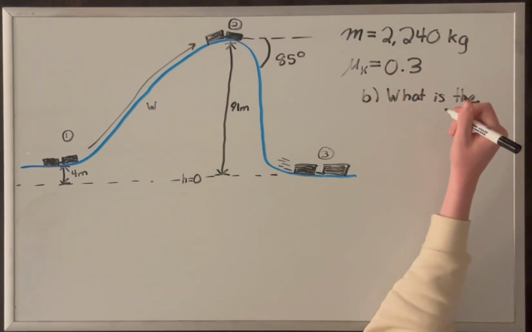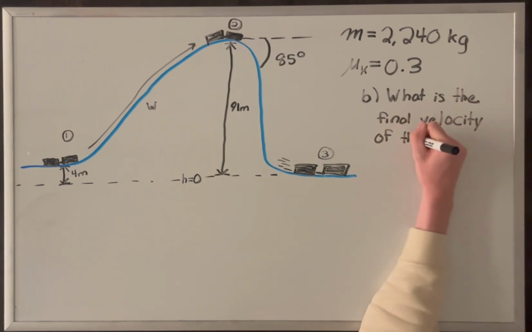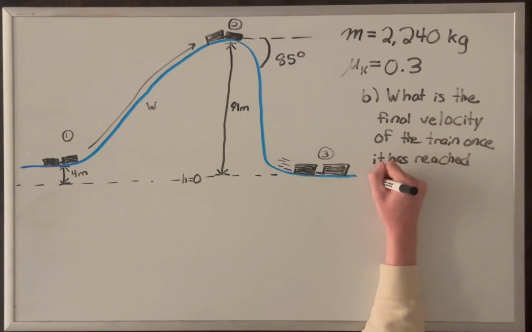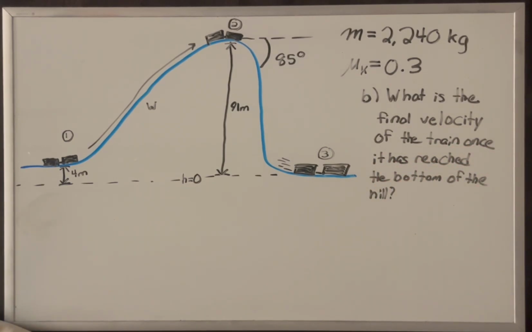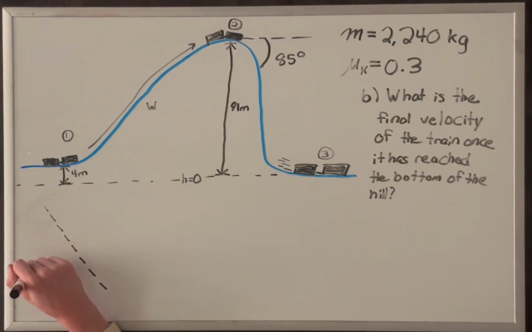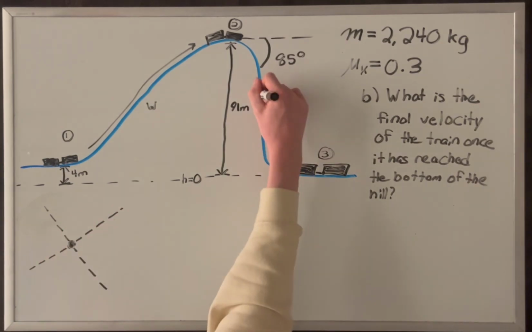All right, on to our next part. We're going to assume a coefficient of kinetic friction of 0.3. And we're going to ask, what is the final velocity of the train once it has reached the bottom? So to begin, let's draw a free body diagram at any point on the decline, because this is where we're going to use kinematics and forces to simplify our problem a little bit.